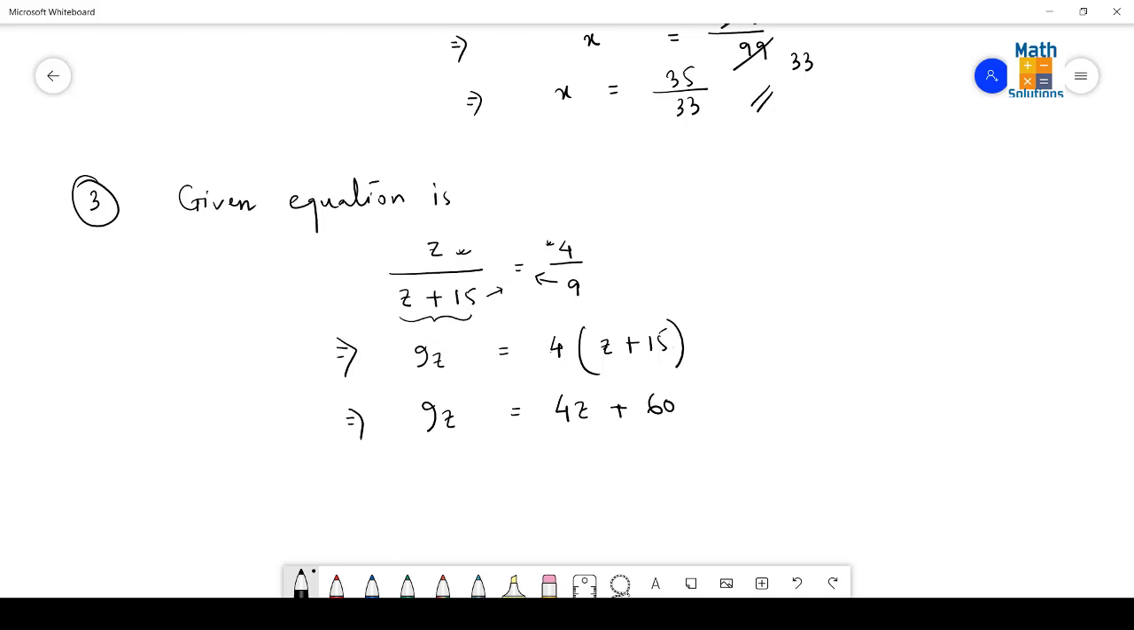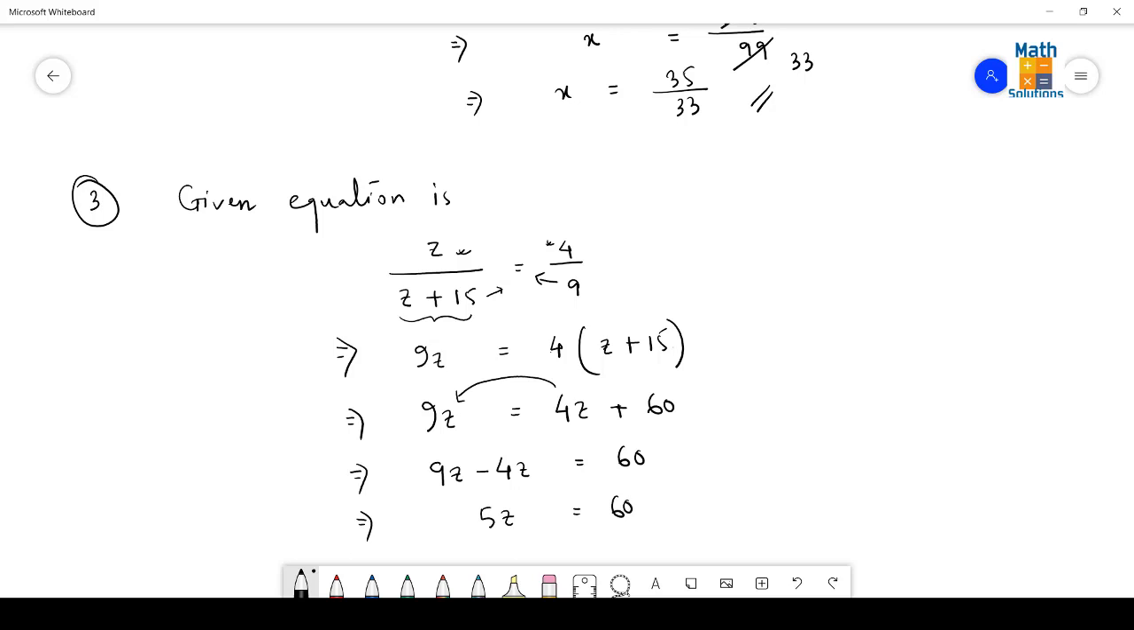So here in this case we get the result as 9z. This 4z will come to the opposite side, so it is minus 4z, that is equal to 60. So what is left here? 9z minus 4z, the result will be 5z, that is equal to 60.